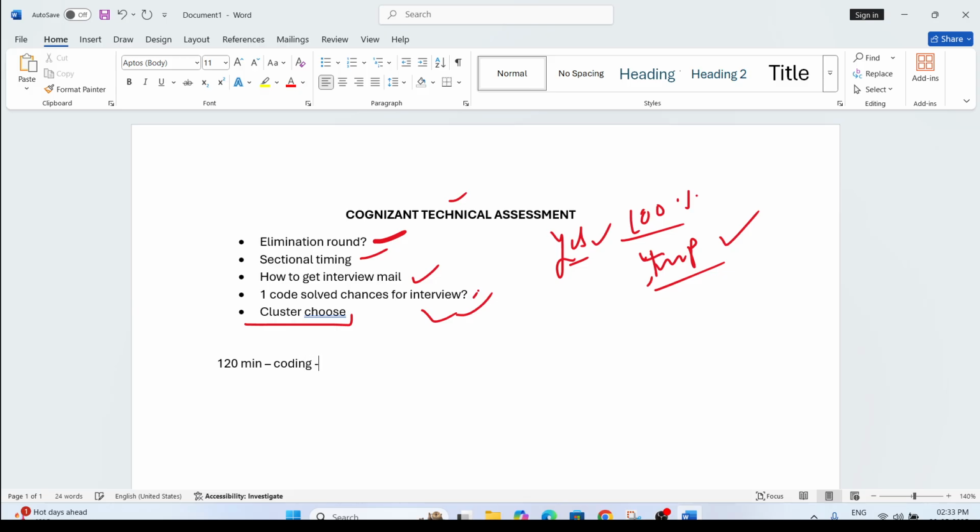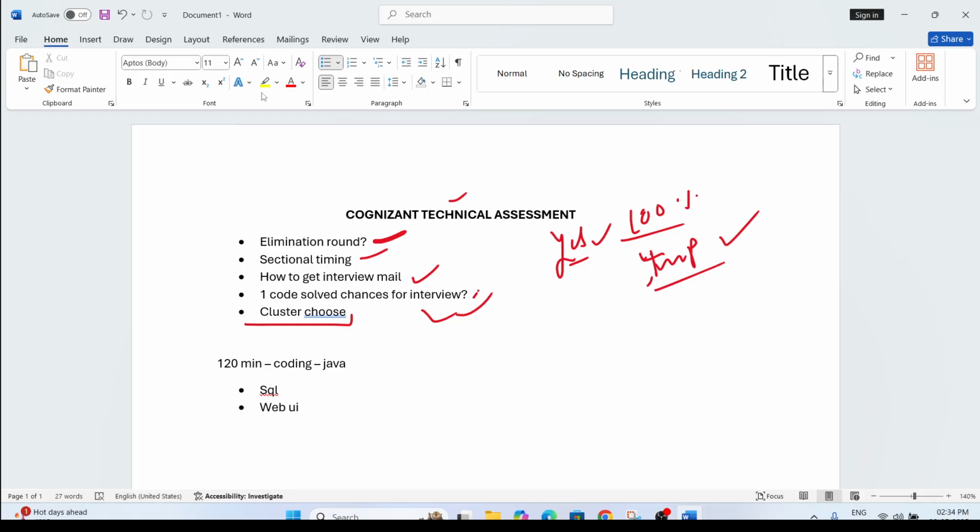I am just taking the example of cluster one. If you are from cluster one, then Java coding questions will be there. After that, a Java and SQL section will be there, and after that coding of the web UI. So these three sections will be there in the technical assessment if you are from cluster one. Cluster 1 and cluster 3 are the same, and the difference is the programming language only.